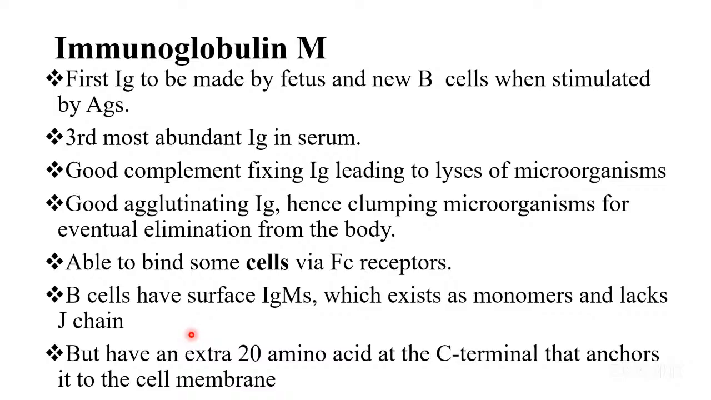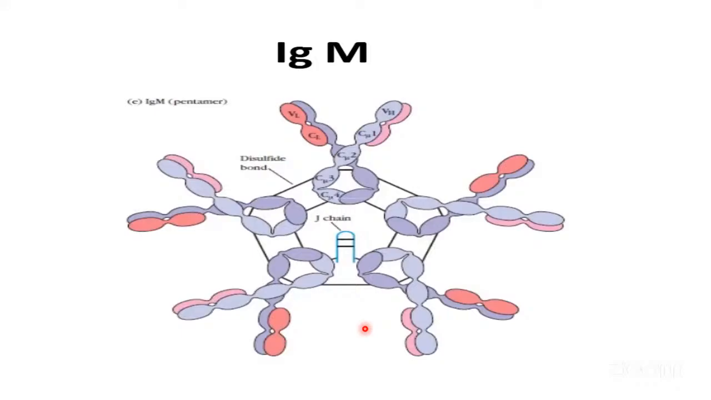And then B cells also have surface IgMs, which exist as monomers and lack the J chain that can link these monomers into the pentamer that we know. And they have an extra 20 amino acids in the C terminal that anchors it to the cell membrane. Those are the cells of interest in antibody actions.